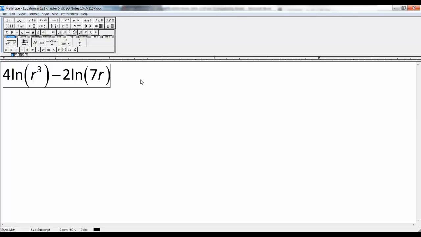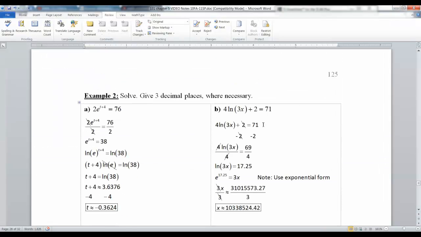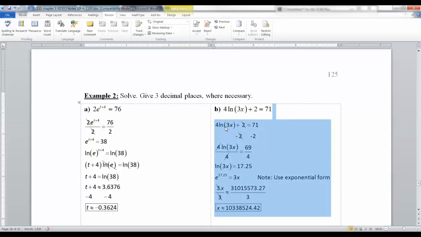Okay, so now the power property says that you can make this ln of r to the third to the fourth minus ln of 7r to the 2. Now you may be thinking, wait a second, Alana, didn't you just say don't bother putting the power up? Yeah, that was for an equation. See how there's an equal sign in this problem? That's a different story because you're trying to get the x by itself, so you want to get rid of the 4. You don't want to make a power out of it, that makes things harder for yourself. You just want to divide it away like we did down here and made 69 over 4.